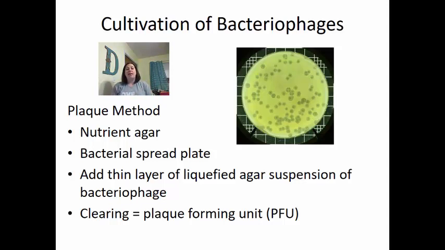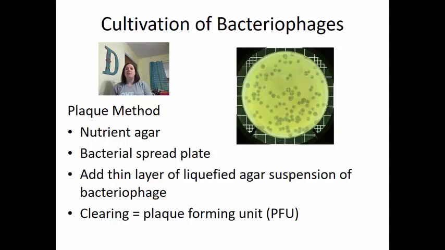Then you're going to add a thin layer of liquefied agar. This liquefied agar is going to contain the bacteriophage, the virus. Then we incubate it. It allows the bacteriophage to infect the bacteria. It can then start to replicate and kill off the bacteria, and this creates a clearing. These clearings are known as plaques. This is where we would count the plaque forming units. So you could count how many there are. Each of these areas where there is a clearing would represent one bacteriophage. Now, this method is pretty easy because it allows us to grow bacteria quickly and get results quickly.